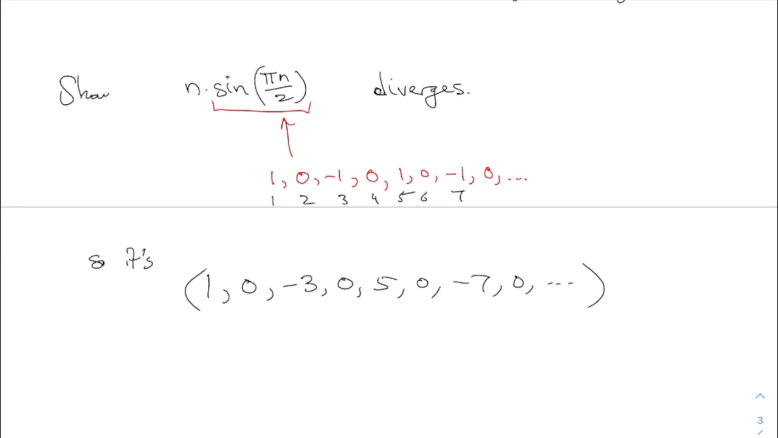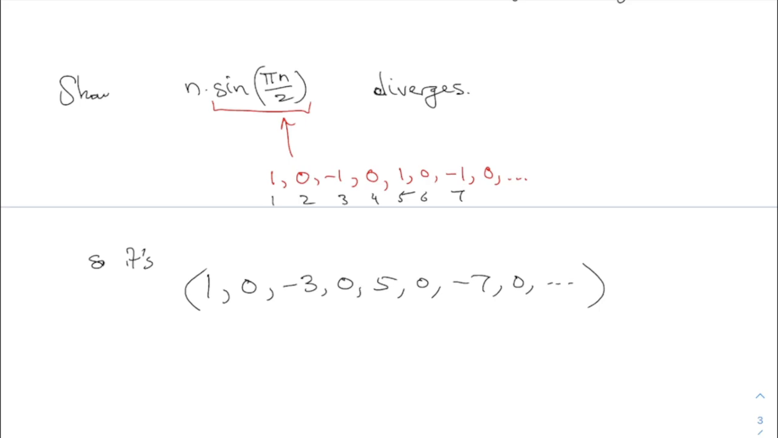Show that this diverges. Can you see a subsequence which definitely diverges? Yeah, maybe if I consider all the negatives. I was going to consider only the positives, but it doesn't matter, I suppose. All the negatives. Yeah, what even are they?